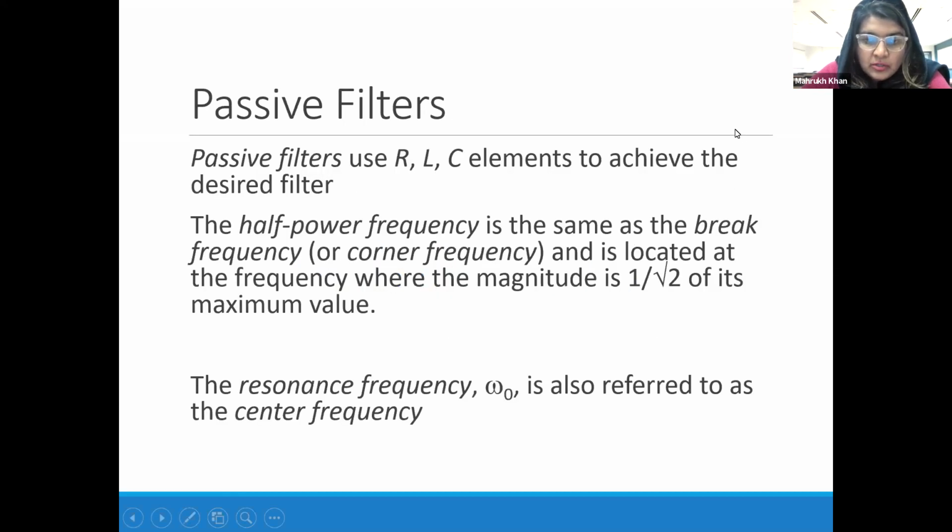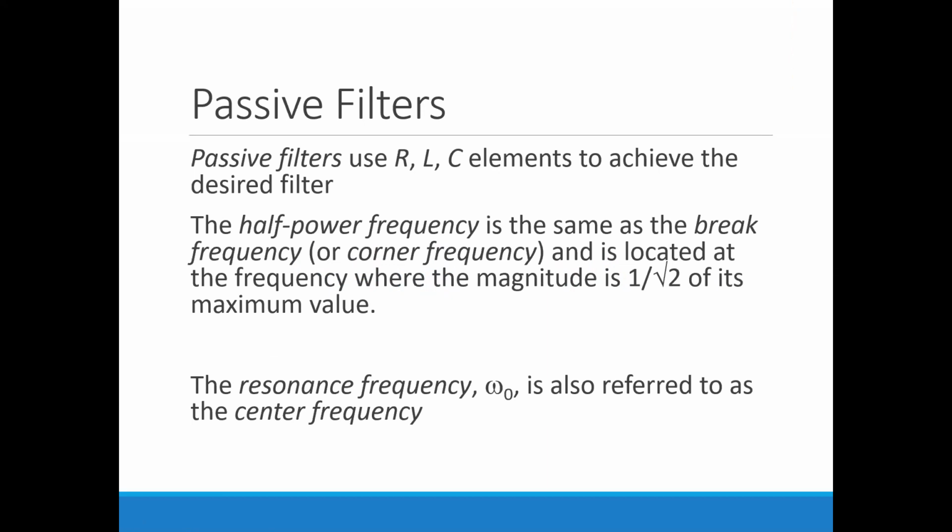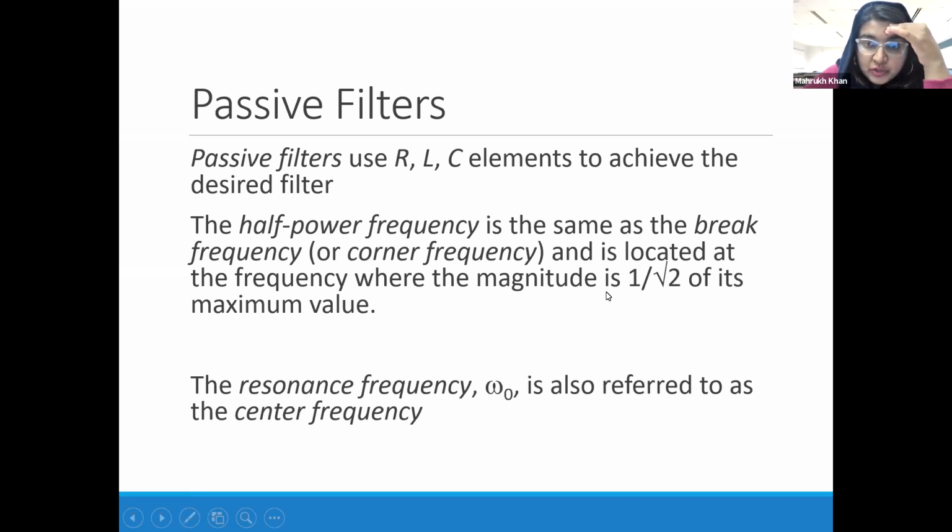Now, coming to the point, passive filters use RLC elements to achieve the desired filter. There is one quantity that is very important in passive filters, that is the half power frequency or cutoff frequency. The cutoff frequency is where the magnitude is 1/√2 of its maximum value. Normally filters are defined or designed using their cutoff frequencies.